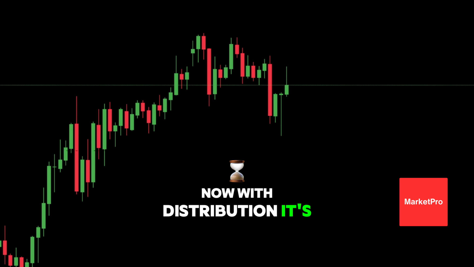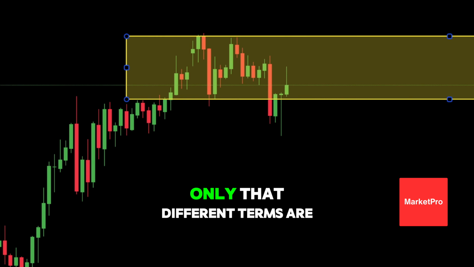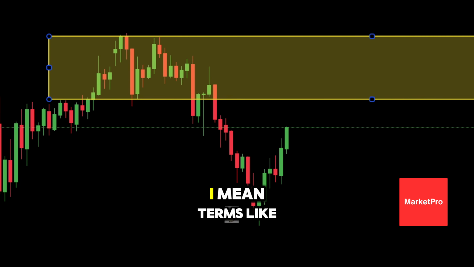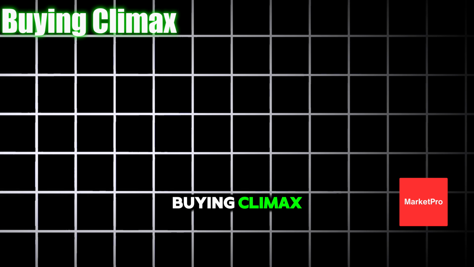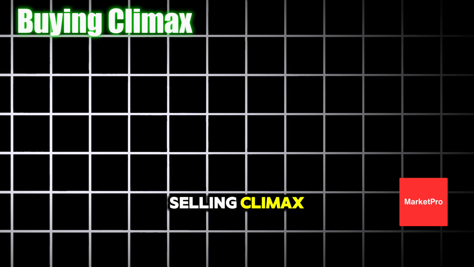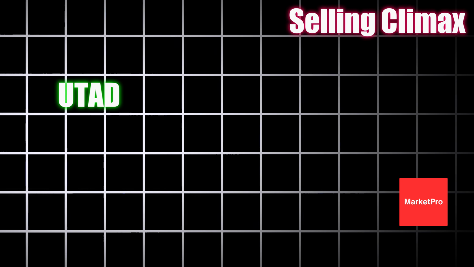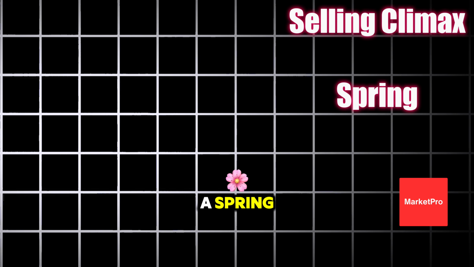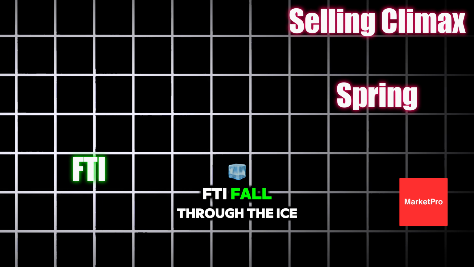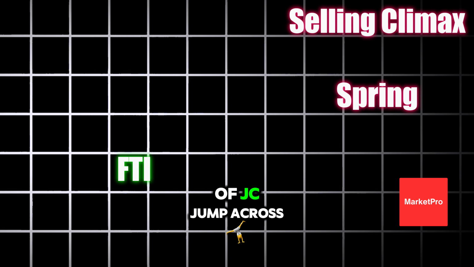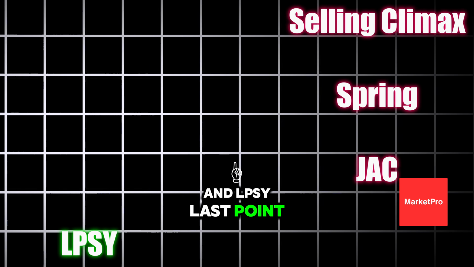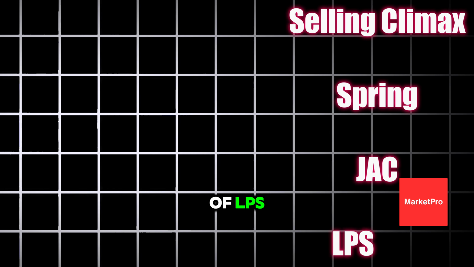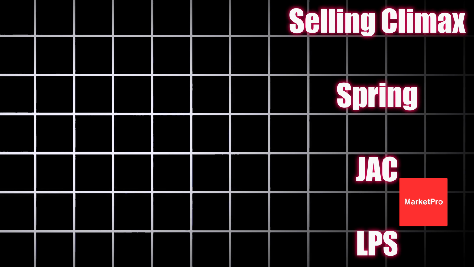Now, with distribution, it's basically the same concept, only that different terms are being used. I mean, terms like buying climax, which is the opposite of selling climax, UTAD, upthrust after distribution, which is the opposite of a spring, FTI, fall through the ice, which is the opposite of JAC, jump across the creek, and LPSY, last point of supply, which is the opposite of LPS, last point of support.